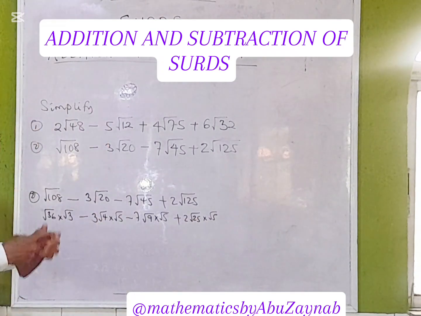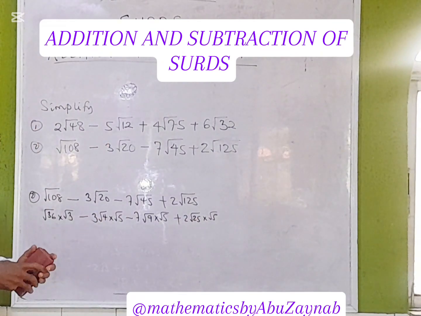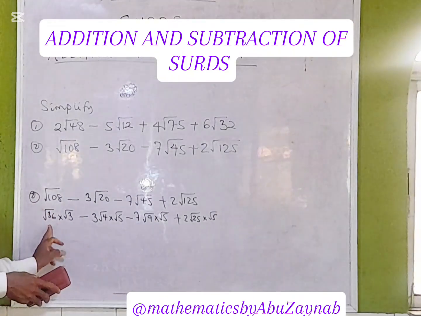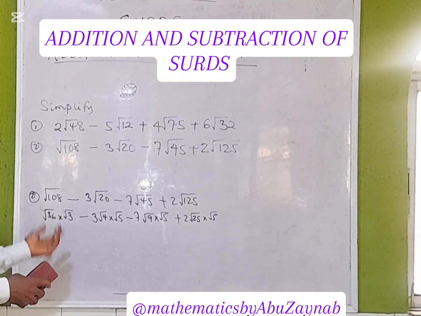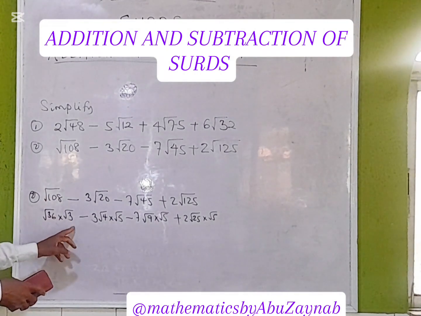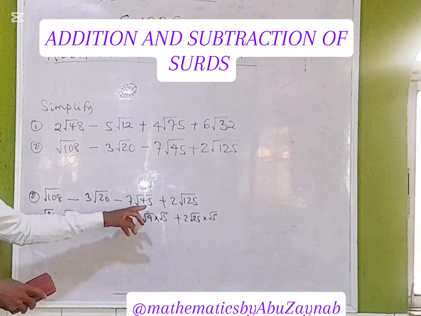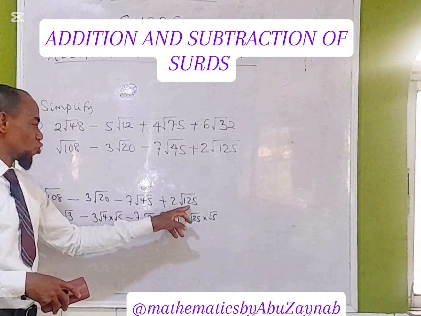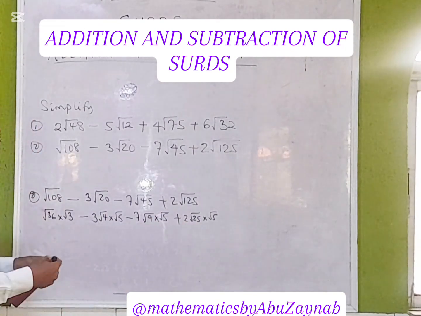Don't forget again, there are a myriad of factors you can get for each number, but you must stick to the ones that give us strictly one perfect square and the other a surd. As you can see, 108 is 36 by 3, 20 is 4 by 5, 45 is 9 by 5, not 15 by 3, and 125 is 25 by 5.